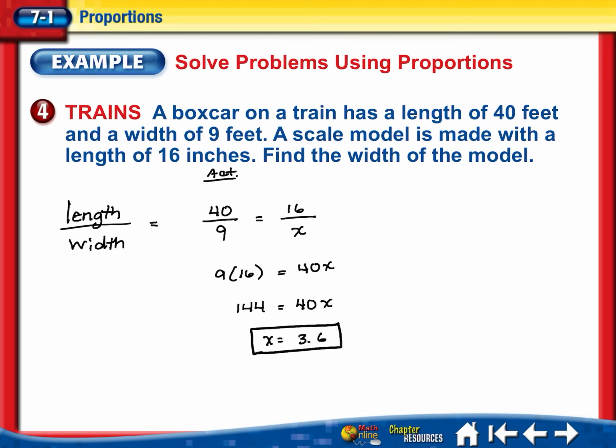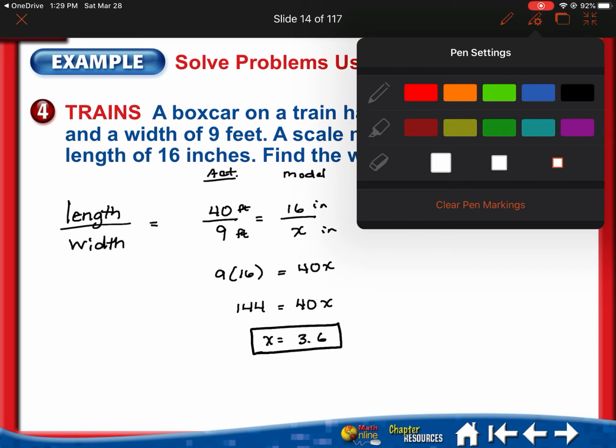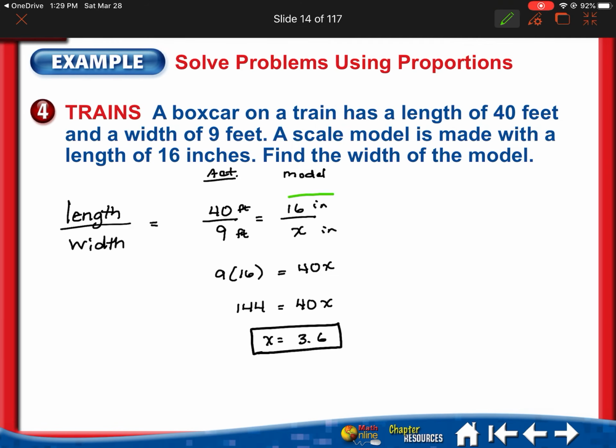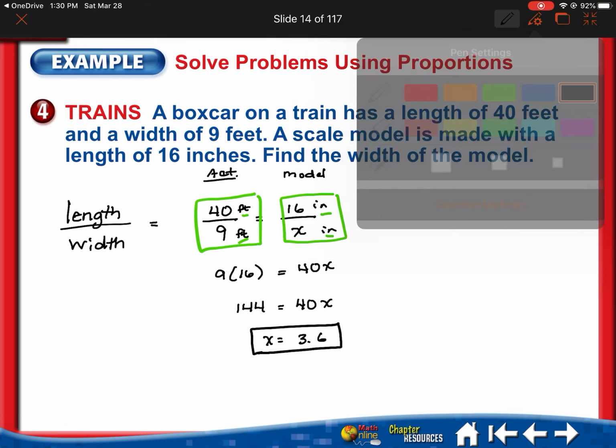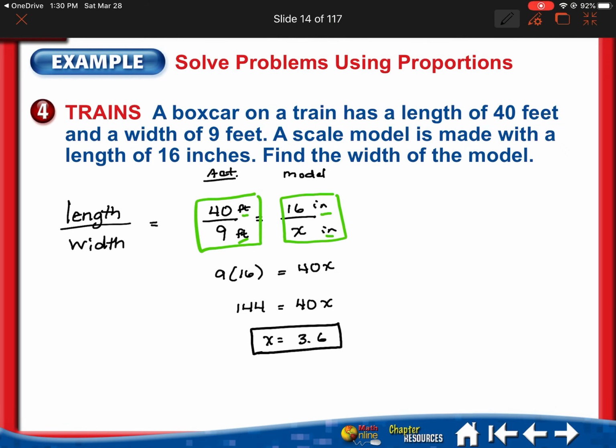So one thing I want to point out to you is that when you set up a proportion, your units do not have to be the same. However, when you write one single ratio, so the ratio of my model, they both have to be in inches. The ratio of my actual, they both have to be in feet. And if you do those things, your answer will come out correct. Take a moment, try the next Your Turn, then we'll go over it. And it's the last one.